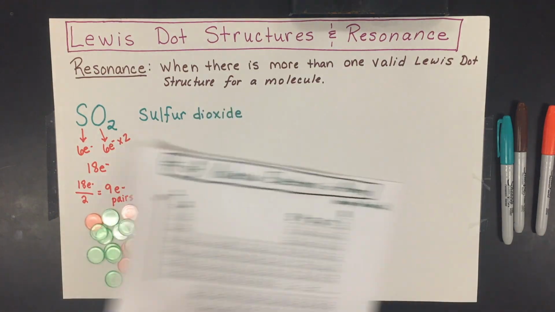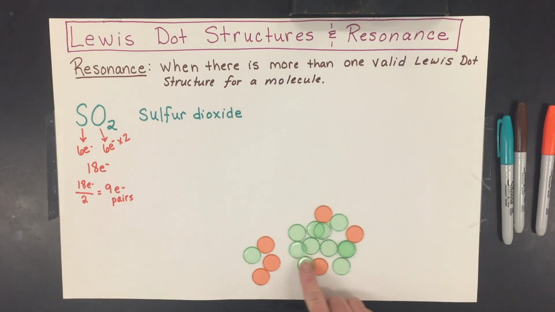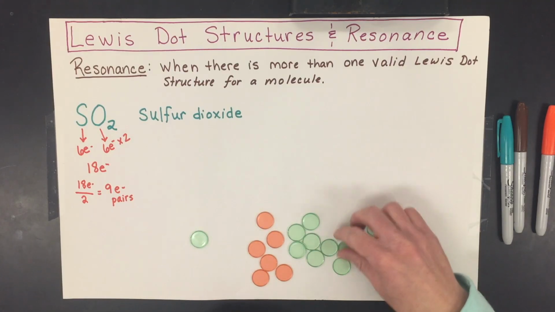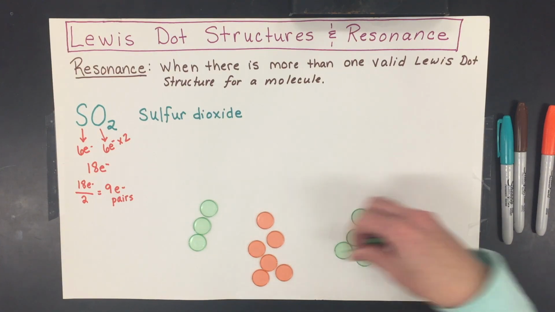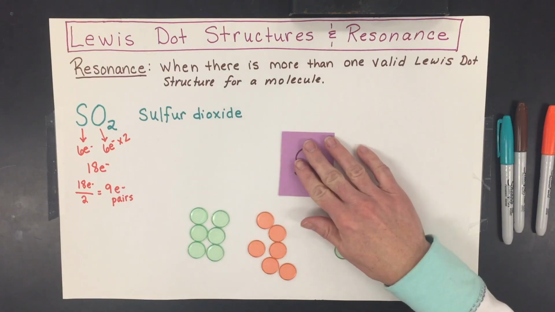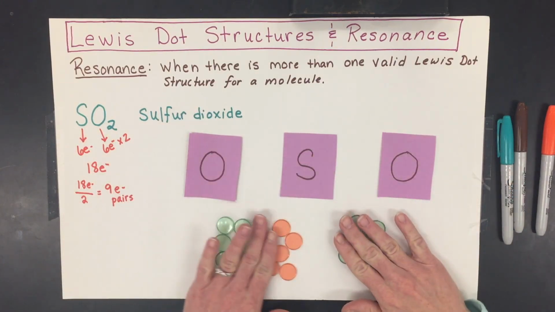I also already kind of counted the electrons out right here. I have 6 for the sulfur, I'll let those be those orange ones. And then I have 6 for each of the oxygens. And then my next step is to decide which element goes in the center. Well, it's usually the one written first, or it's the one that has the lowest electronegativity.